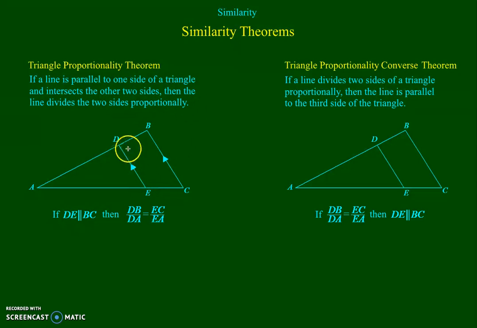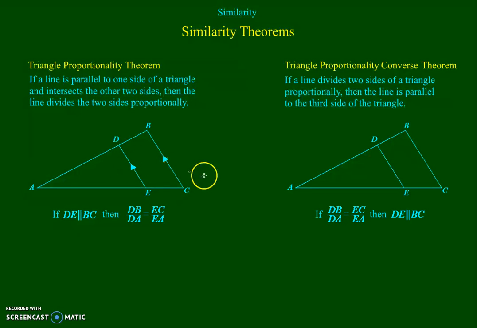The idea here is that this line, because it's parallel to this third side, creates two similar triangles, triangle ADE and triangle ABC. And because those two triangles are similar, then by definition the corresponding sides must be proportional. So that's the idea behind this theorem.